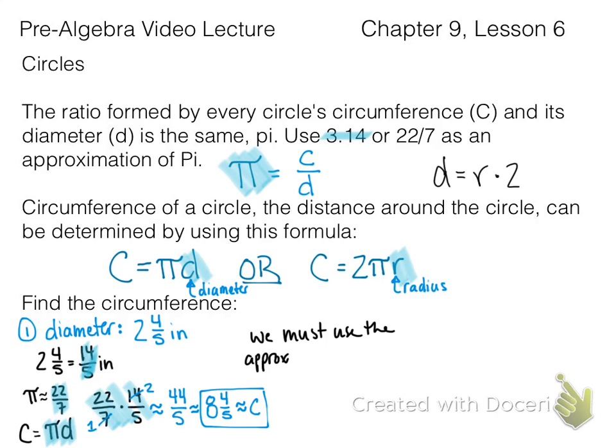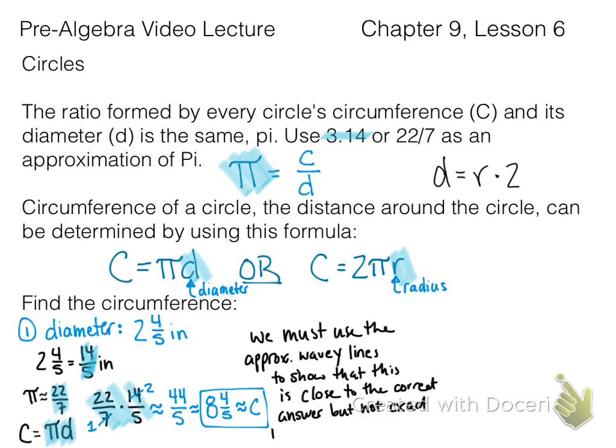So there's an approximate answer and there's an exact answer. The exact answer has pi. The approximate answer replaces pi with 3.14 or 22/7 and then does the multiplication, and that gives you the approximate. Okay, so we must use the approximate wavy lines, these right here, whenever we're talking about an approximation of circumference. If you want to use the equal sign, you can't multiply by pi.